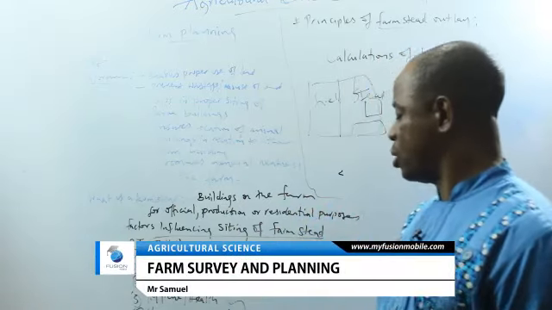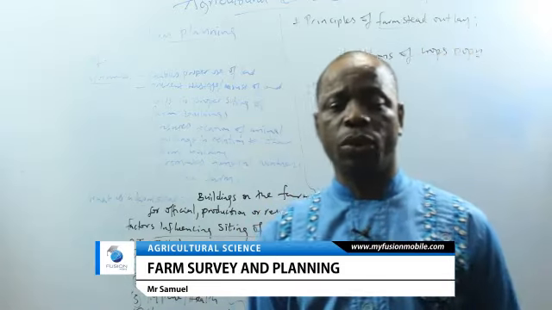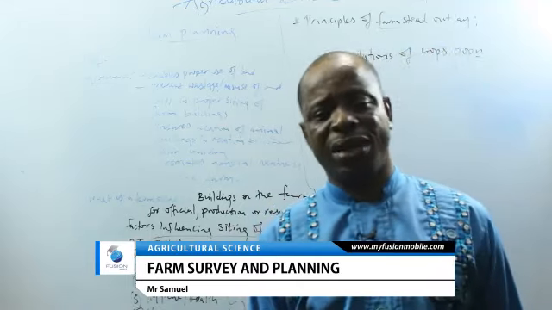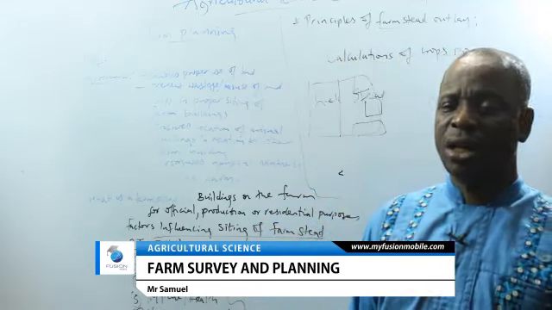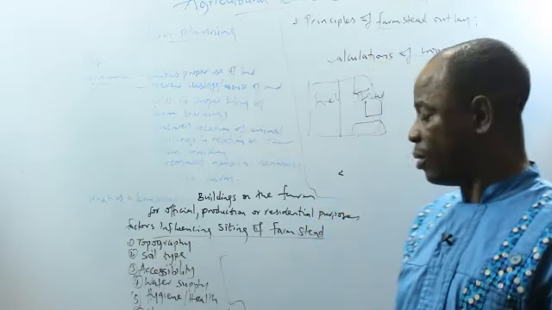And then nearness to market. You will make sure that there is no difficulty in getting your produce or animal product out of that farmstead. It should be very near to where it can be disposed of for sale or for transportation.